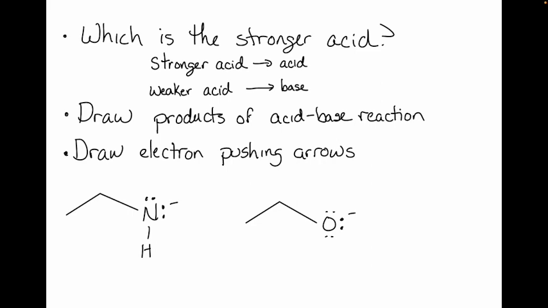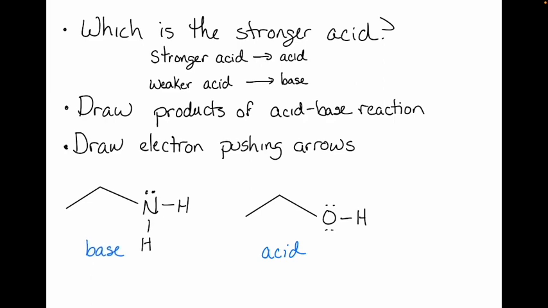The one on the right, right? Because oxygen is more electronegative than nitrogen. So our stronger acid is going to be the molecule on the right. This is our acid. That means that this one is our base in our acid-base reaction. Okay? So remember, when we're talking about acid strength, we're really talking about how stable that conjugate base is.